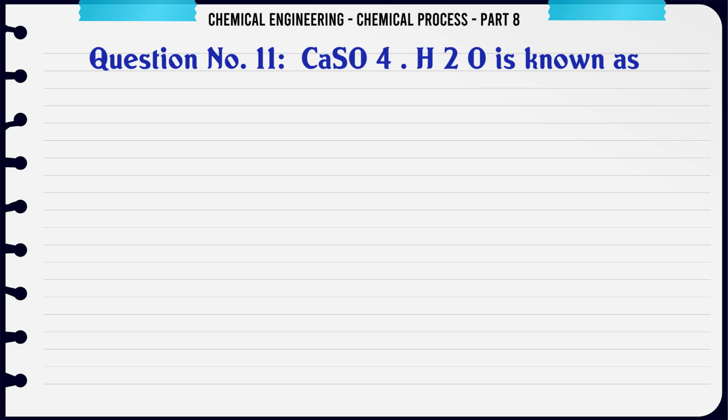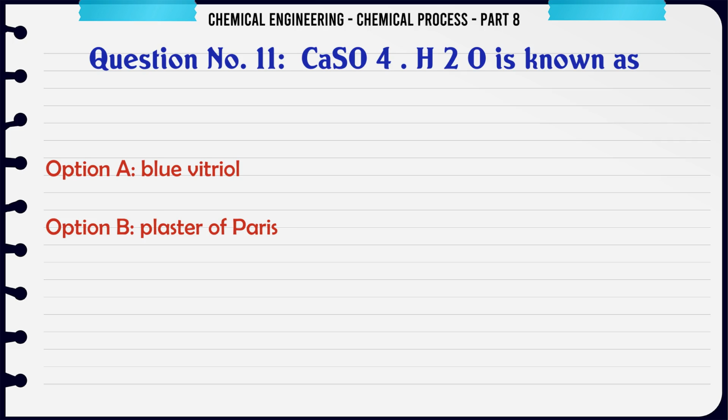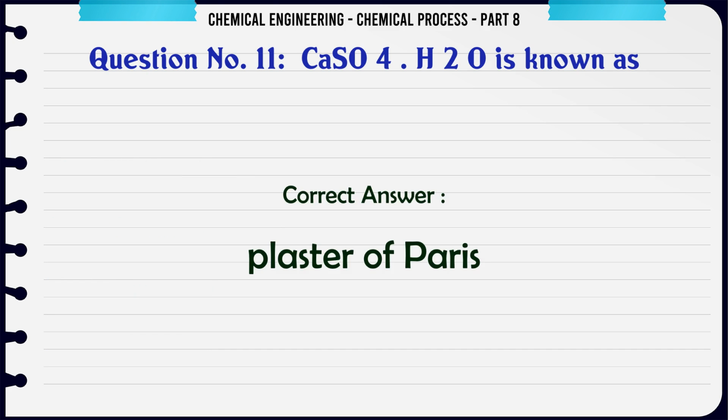CaSO4.½H2O is known as A. blue vitriol, B. plaster of Paris, C. gypsum, D. zeolite. The correct answer is plaster of Paris.